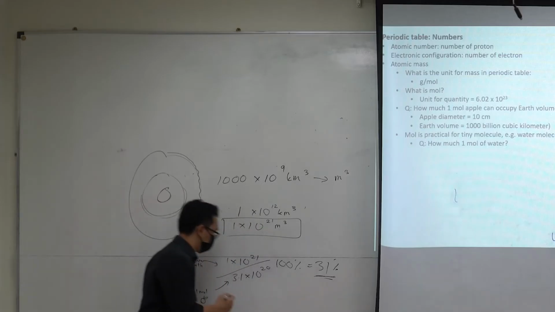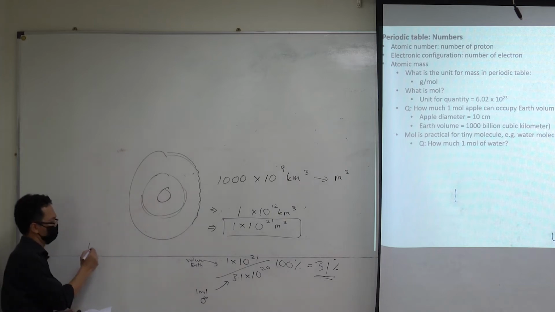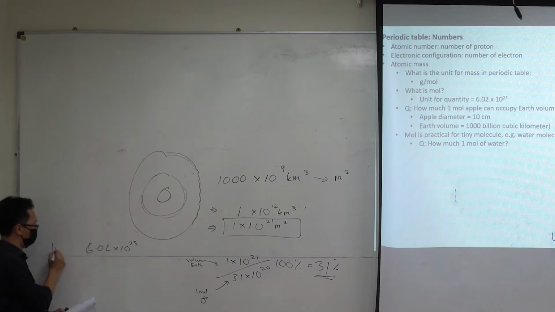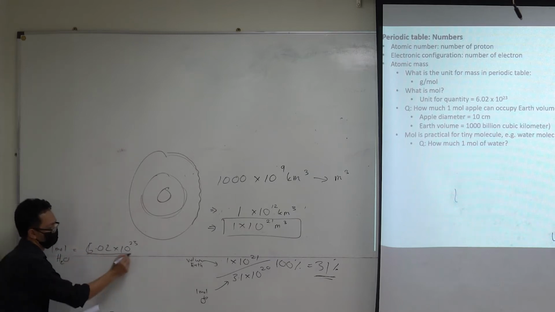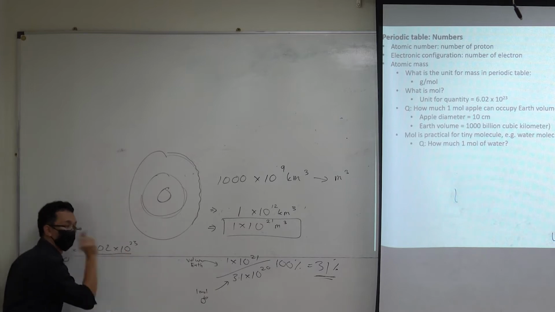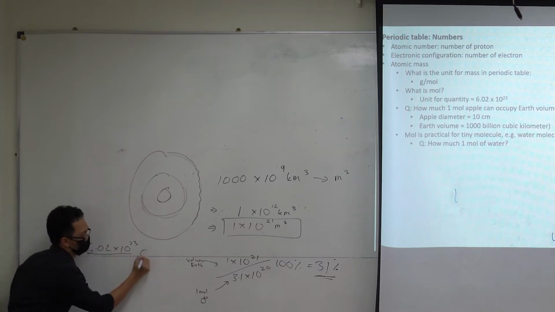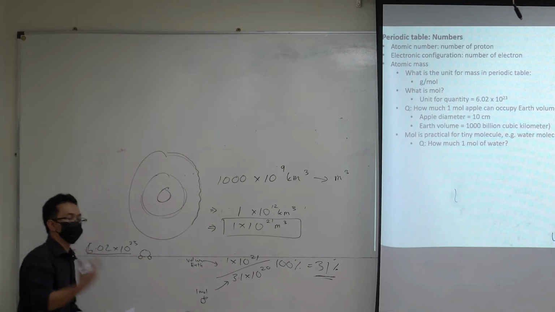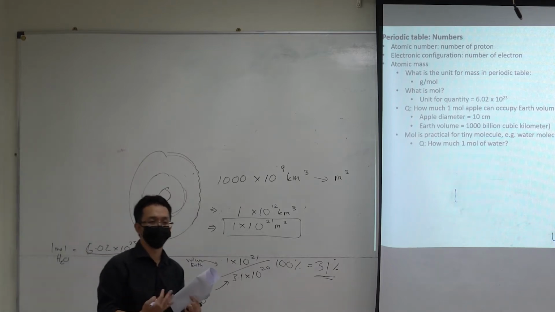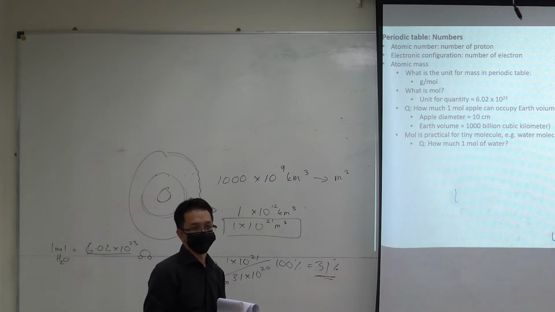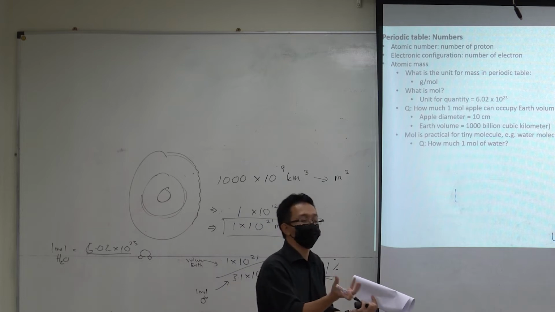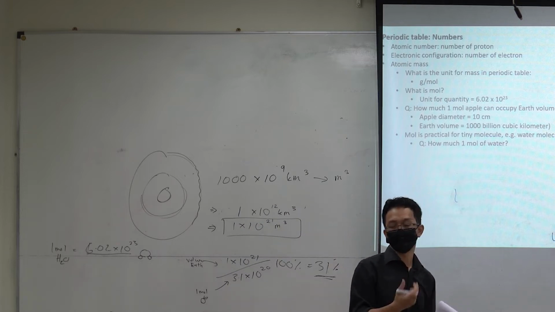1 mole of water, okay. Yes, 6.02 times 10 to the power of 23. When I say 1 mole of water, H2O, it means that there are 6.02 times 10 to the power of 23 water molecules. But if I ask you, give me 1 mole of water, how many grams of water, how many milliliters of water will you give me?